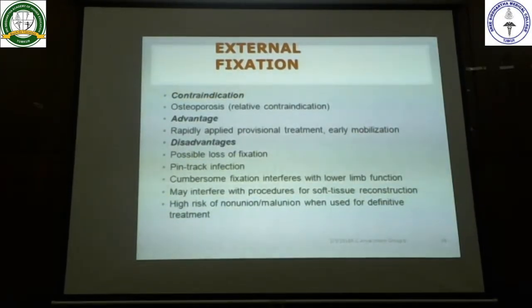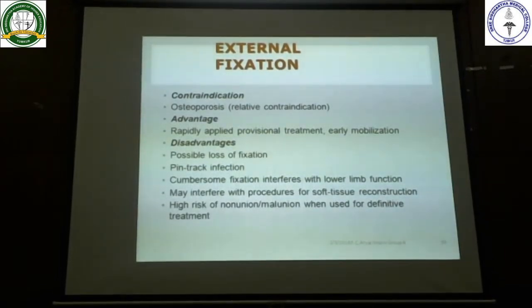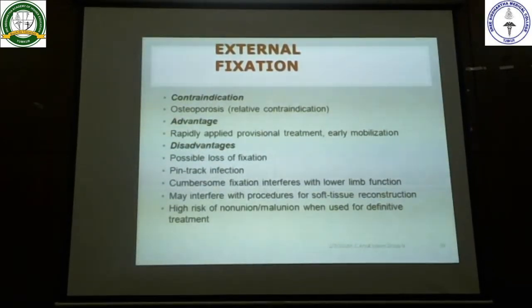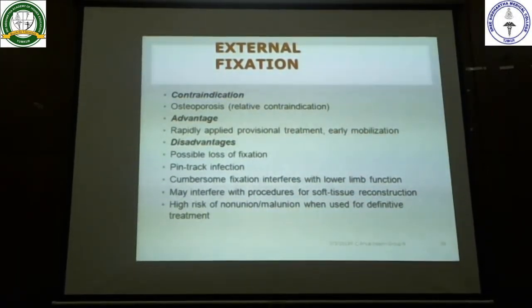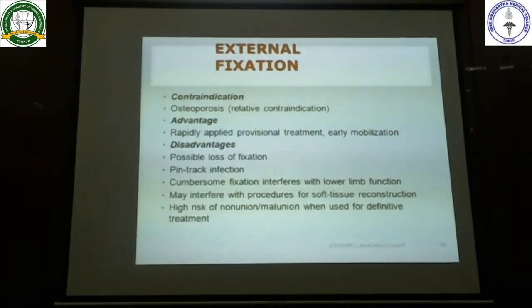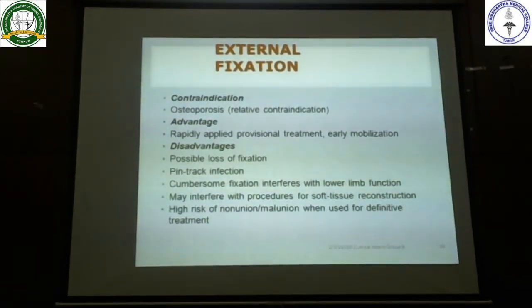What about contraindication of external fixation? Something about osteoporosis, because the bone is very soft. Of course, it can also cause what is known as pin tract infection. That is through the pins, where the pins are used to fix the external fixator to the limb. So those entry points can get infected. That is known as pin tract infection.